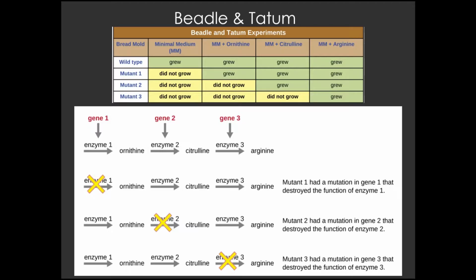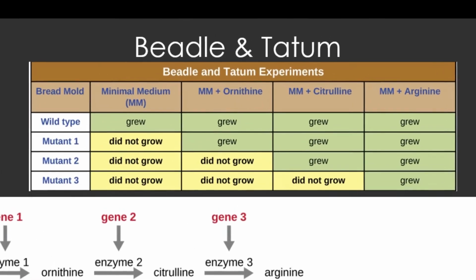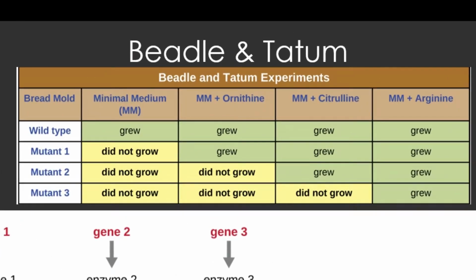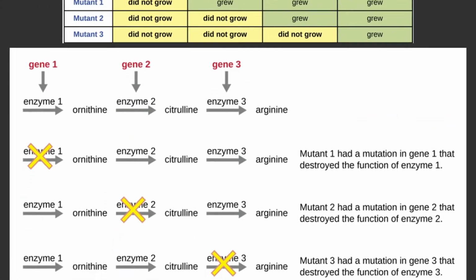So as we look at some of their experiments, notice they have these bread molds, which are capable in the wild, naturally, of growing in minimal medium with no amino acids added, with ornithine added, citrulline added, and with arginine added. And then they had these three mutants, one of which could not grow in minimal media, but could grow when all of the rest of these amino acids were added. A second mutant couldn't grow unless citrulline or arginine was added, and then a third mutant couldn't grow unless arginine was added. So what they figured out from all of this was that this is a multi-step pathway.